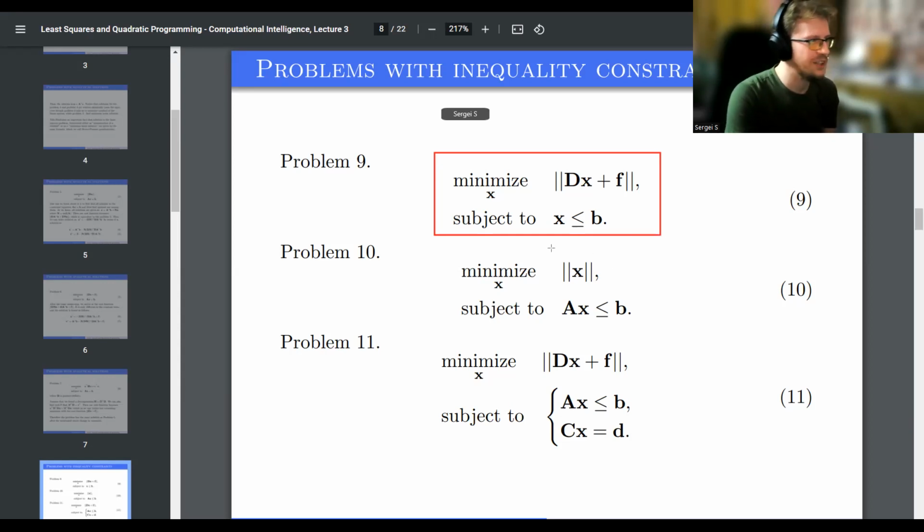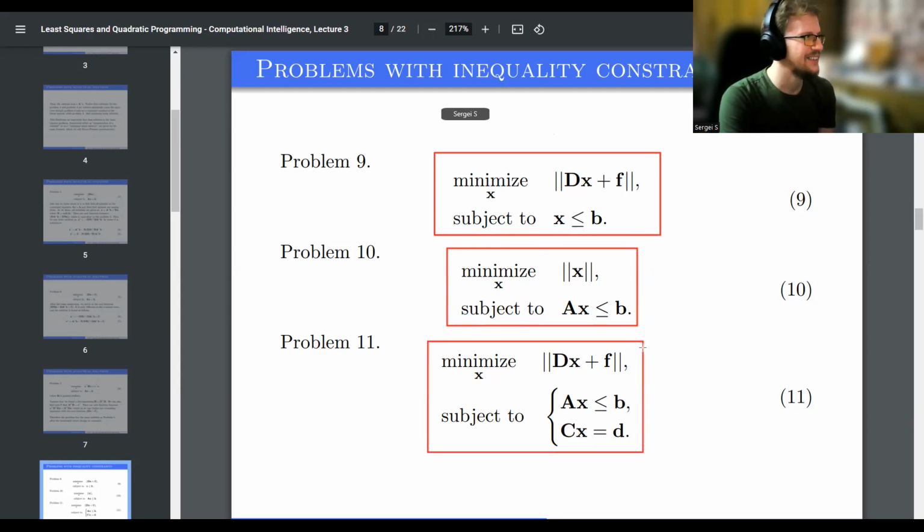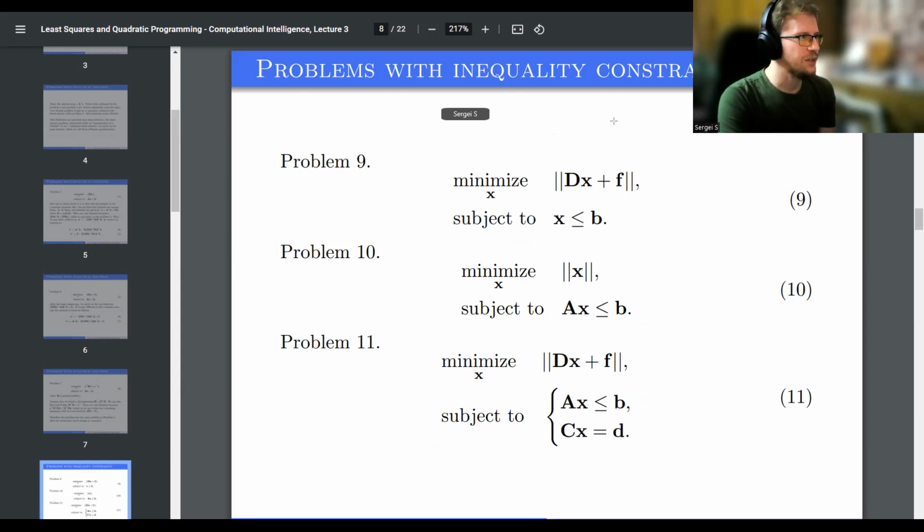Or if you want problem 10, maybe this looks easier. Right? Or problem 11. What stops us from doing anything here is this inequality. X has to be less than something.